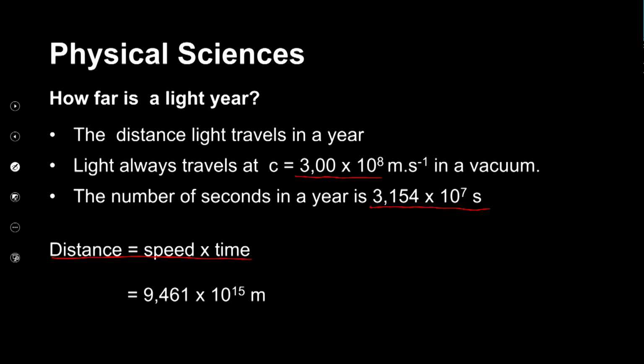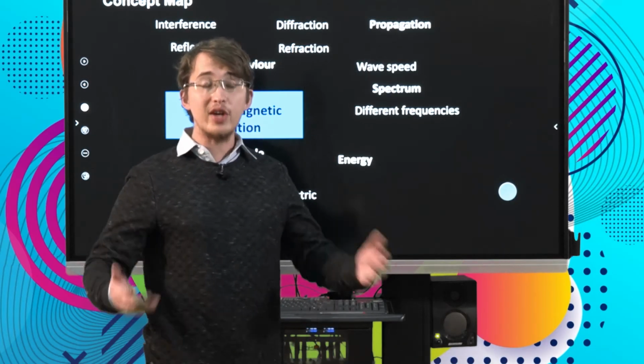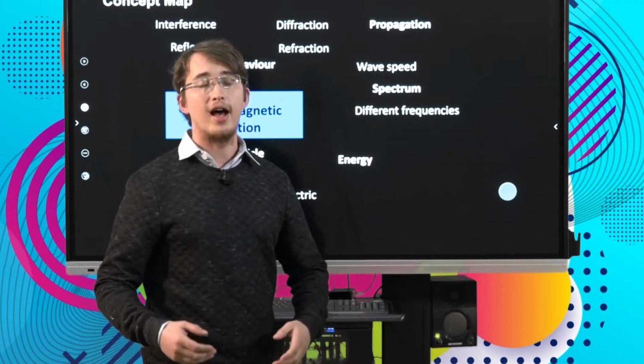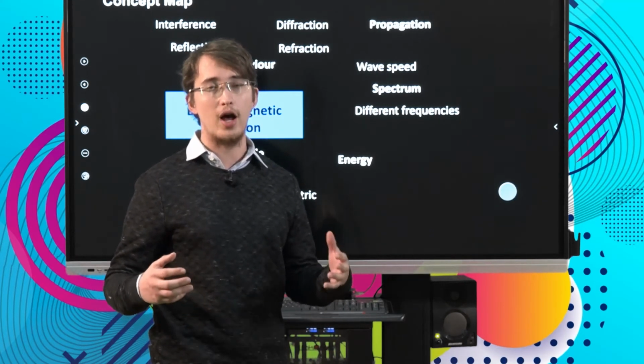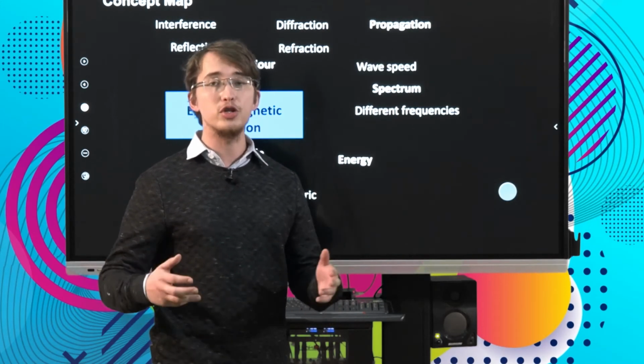And when we multiply the speed of light by the number of seconds in a year, we get that the distance of a single light year is 9.461 times 10 to the power of 15 meters. A truly colossal distance. Far, far longer a distance than the distance between our Earth and the Sun. All right, so now we've come to the end of the section. Let's take a short break, and when we come back, we can have a look at how electromagnetic waves propagate through space.